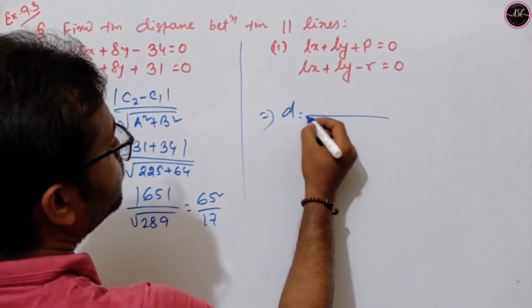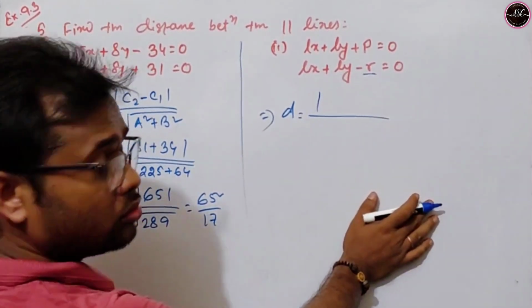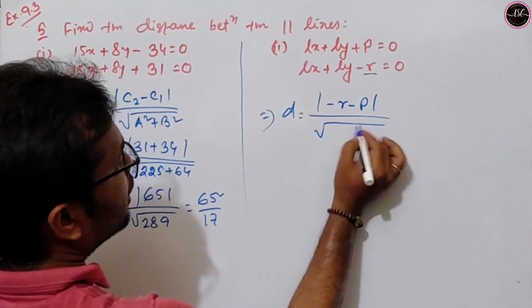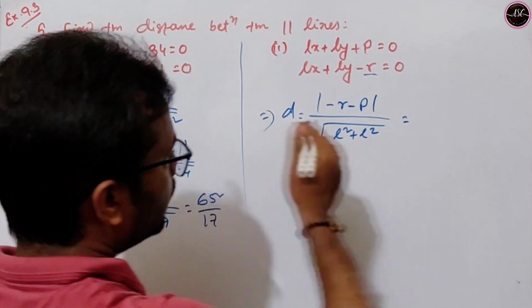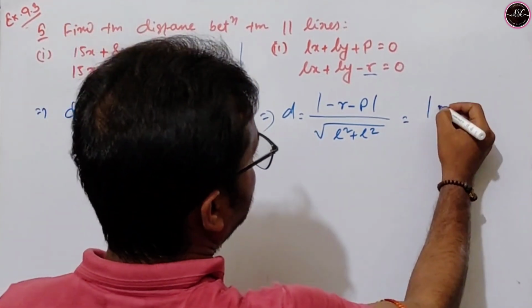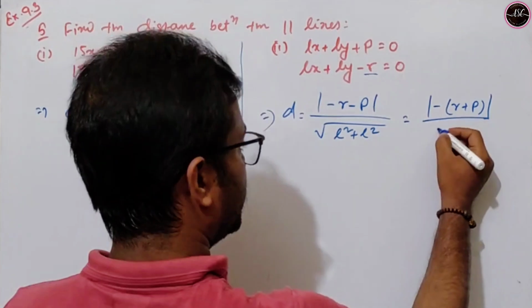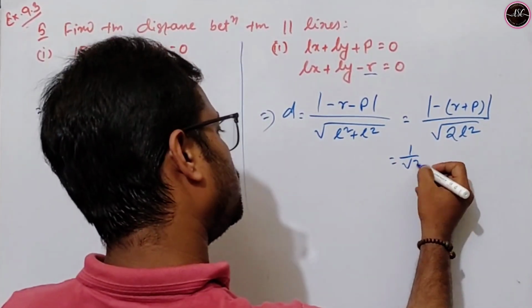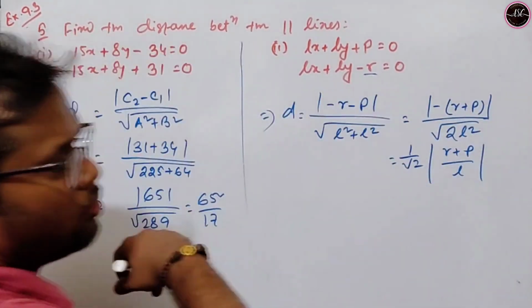d equal to mod of c2 minus c1 divided by root of L square plus L square. So it will be mod of minus r plus p divided by root of 2 L square. So 1 by root 2 into mod of r plus p by L, minus will be removed.